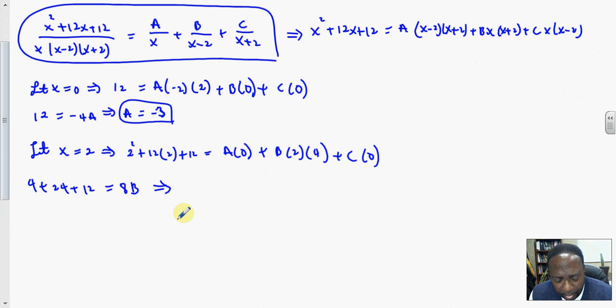Not Aunt B from the Andy Griffith Show, but 8b. Good. So we get 36 and 4, so we get 40 is equal to 8b. This implies that Aunt B is no more, and b is equal to 5.